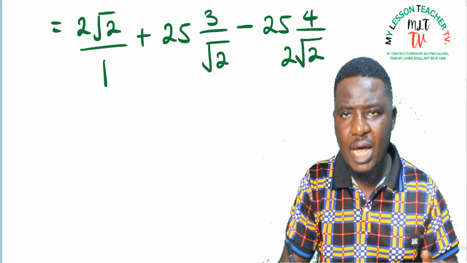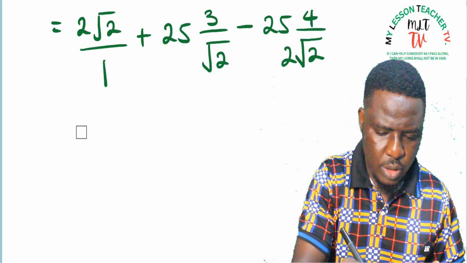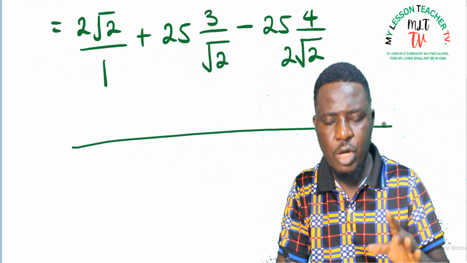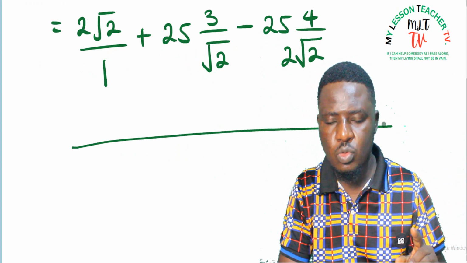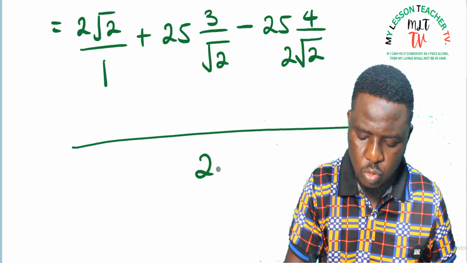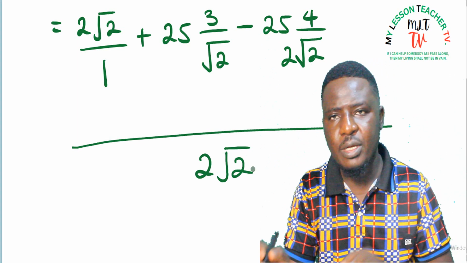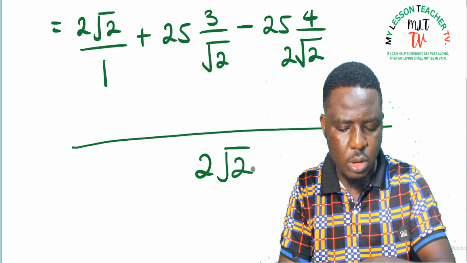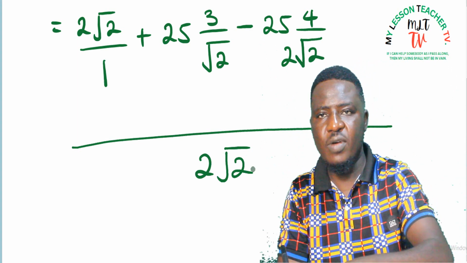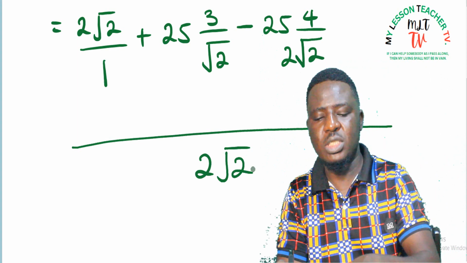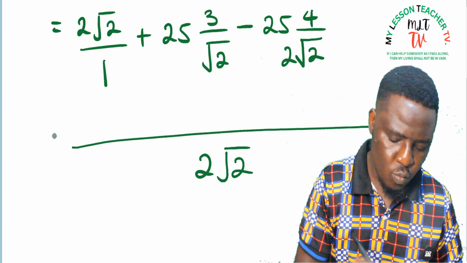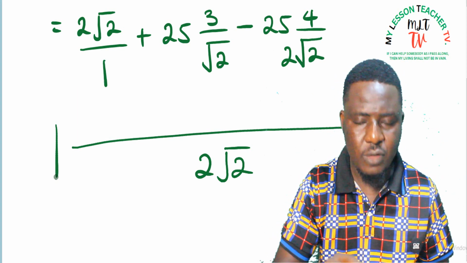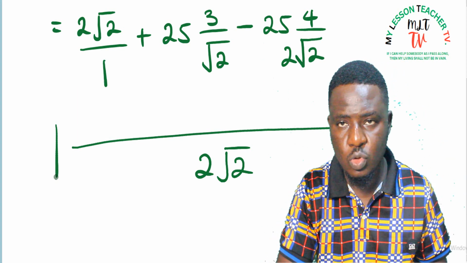What we are going to do now is to add all the fractions together. So this becomes, you pick the LCM of the 3 denominators, and the LCM of 1, root 2 and 2 root 2 can be said to be 2 root 2. I'll first of all add up all the whole number parts. Here we have 1 plus 2 minus 2. So 1 plus 2 is 3, 3 minus 2 is 1. So I have one whole number here. And 2 root 2 divided by 1 is 2 root 2.